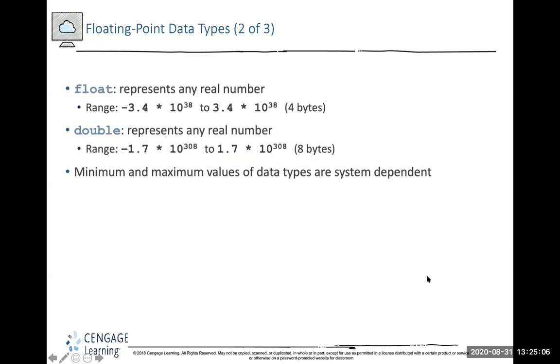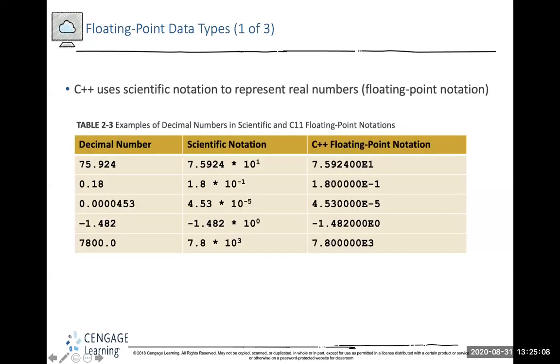Okay, floating point data types. There's a scientific notation in mathematics, and when it is represented in C++, you use a format with an E in between the fraction and the power portion of the scientific notation. These are just some examples.